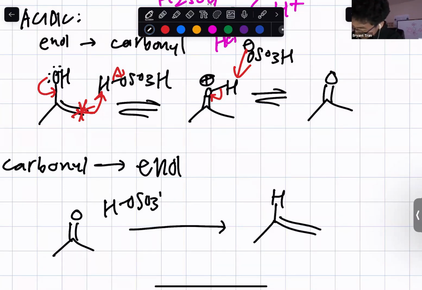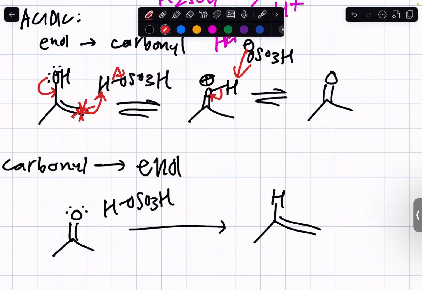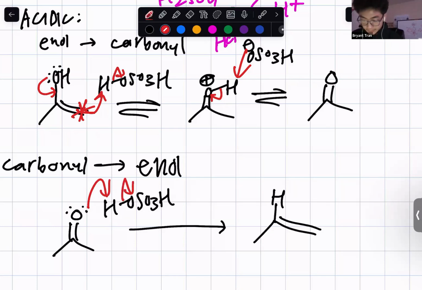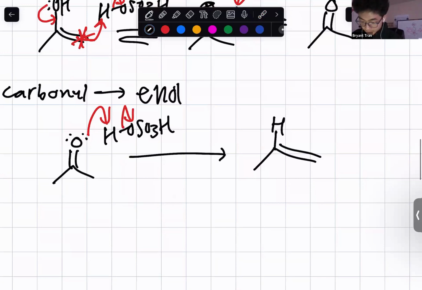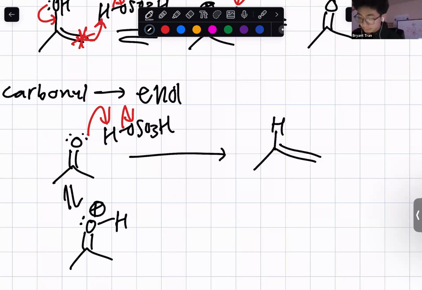What do you guys think is going to happen in the first step when we have a strong acid with this carbonyl here? What's going to get protonated? The oxygen. Yep, the oxygen of the carbonyl is going to get protonated. Grab that hydrogen, kick out the conjugate base, whatever it is. In this case, it's HSO4 minus. It could be Cl minus, it could be H2O, but in this case, since I'm using H2SO4, the conjugate base is HSO4 minus.